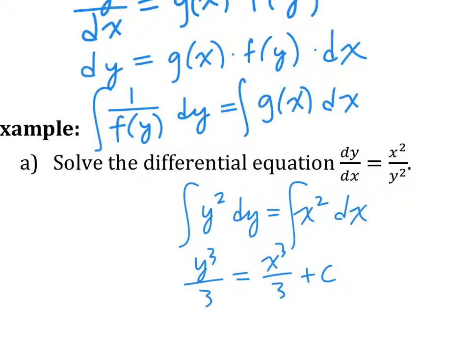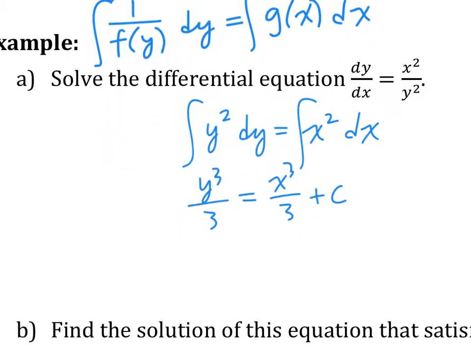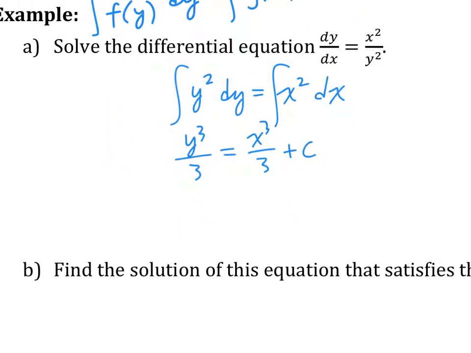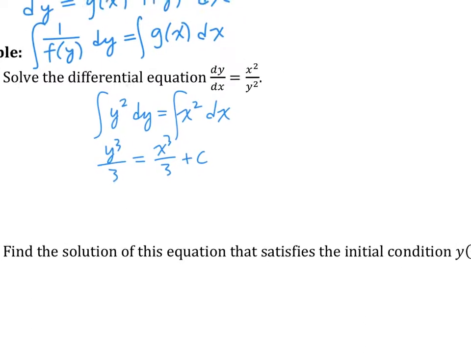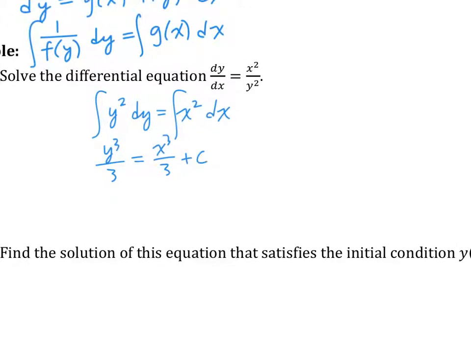Good? Okay, now that's part A. Part B says, what if you have some initial condition, and that initial condition is y of 0 is 2. So when x is 0, y is 2. Then basically they want you to find c. So when x is 0, y is 2. How do we find c?